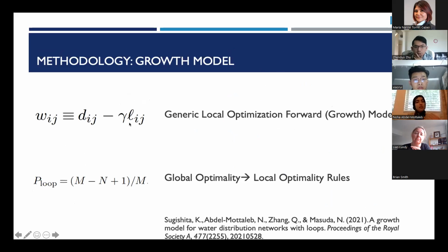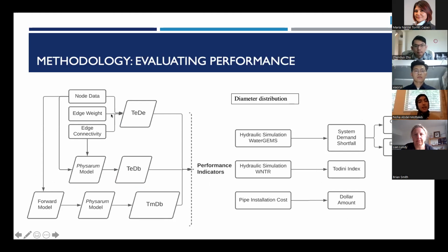And also these are two of the more important equations in the forward model that we used, which is a step, as I said, towards a bio-inspired model. And really it looks at optimizing between the cost of adding a pipe and the advantage of adding the pipe in terms of the additional flow paths that are added to the network. And there's also a publication with the details of this forward model right here. And so we take these three networks, and then we evaluate some performance indicators and cost. So let's get into these results.